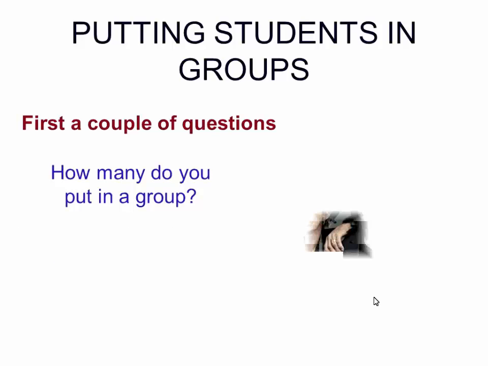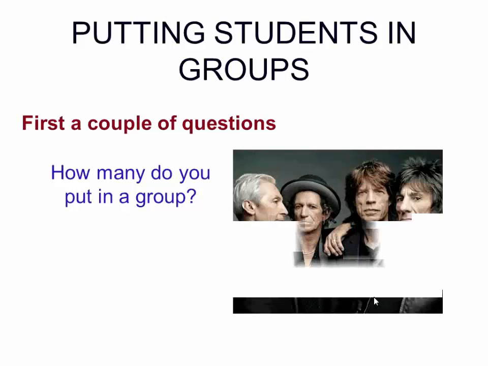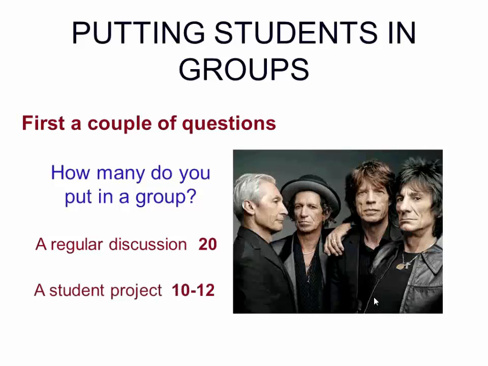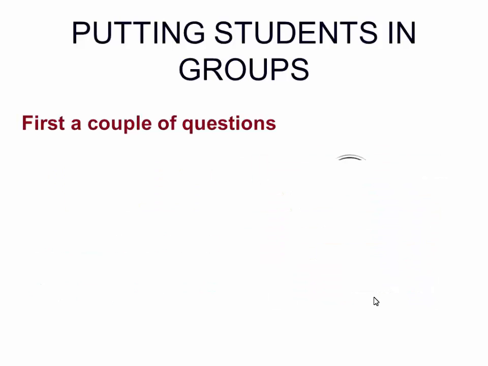Some of your questions already answered this. How many do you put in a group? And this is just me. I'm actually working on a small group communication book, and each concept is going to be illustrated by a different rock group. I put about 20 to 25 in a regular discussion because some participate and some don't. But if it's a project, I do 10 to 12, about half that amount. I'm going to talk about how you can do student projects in a minute.